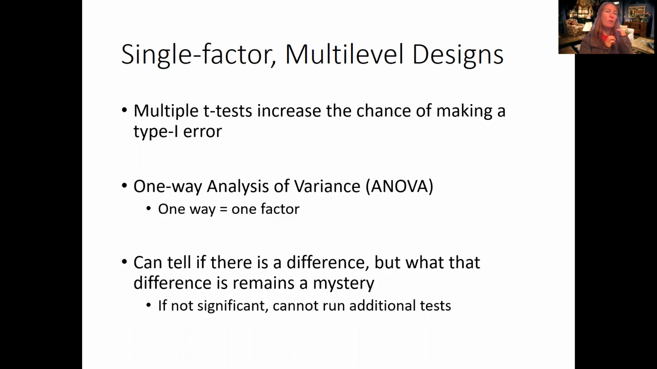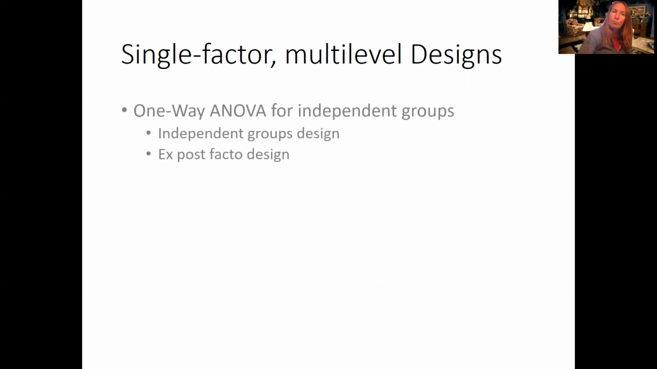But it's important to note that we could only do this if we have significance, if our p-value is less than 0.05. If it is greater than 0.05, we cannot do any additional tests. It's dead in the water. We have no significance. We cannot reject our null hypothesis, so we cannot run additional tests on that data. We have to have significance before we can do some digging and figure out where our significance is.